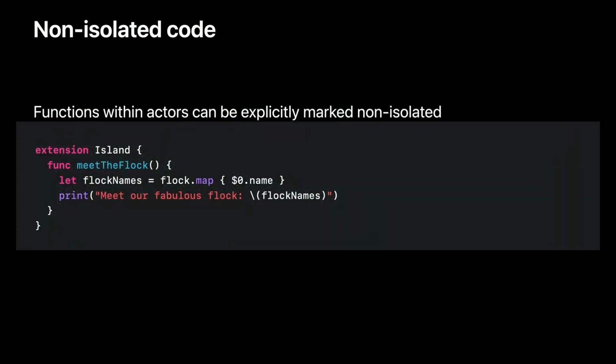Non-isolated code is code that does not run on any actor at all. You can explicitly make a function that's within an actor non-isolated by using the non-isolated keyword, putting it outside of the actor, just like what happened implicitly with the closure used for the detached task. That means if we want to read some of the state that's isolated to the actor, we'll need to use await to visit the island and grab a copy of the state we need.